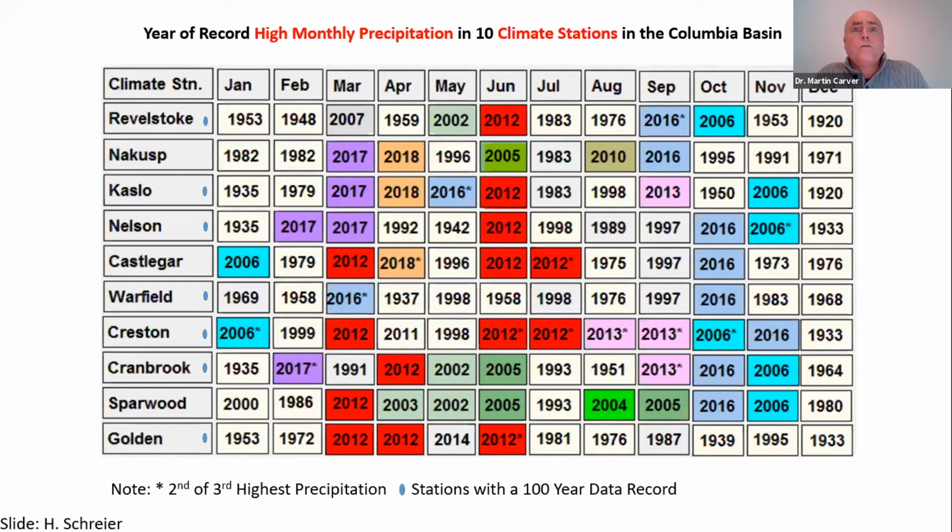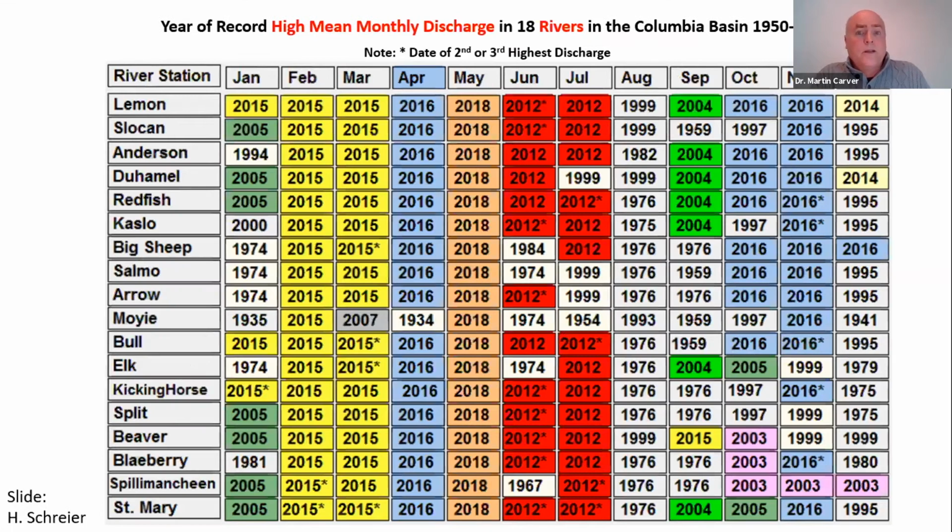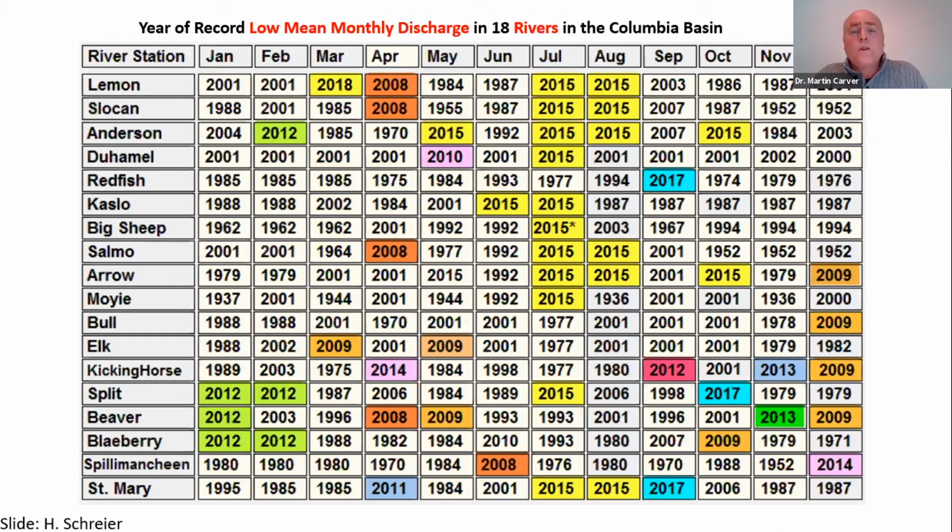And we can also look at the monthly discharge in the 18 streams that are monitored with the 50-year record, and we see the same sort of thing, that the year of record for monthly discharge is showing up in recent years. So all that to say that this is very real and it's very much happening, but we largely know it for these larger systems.